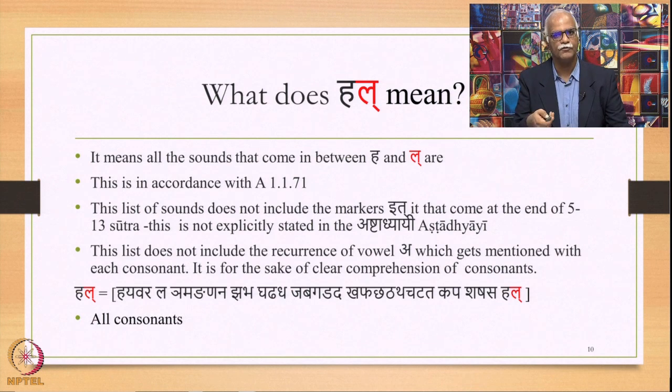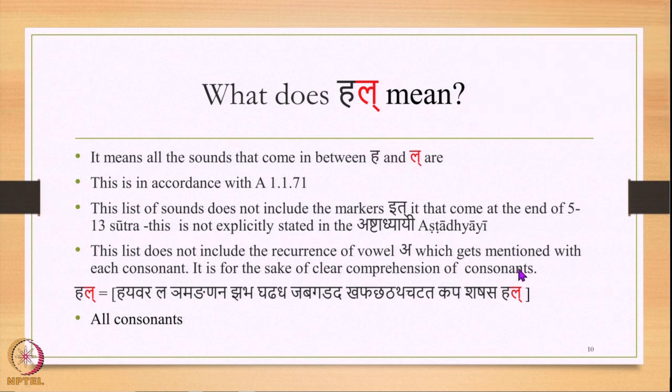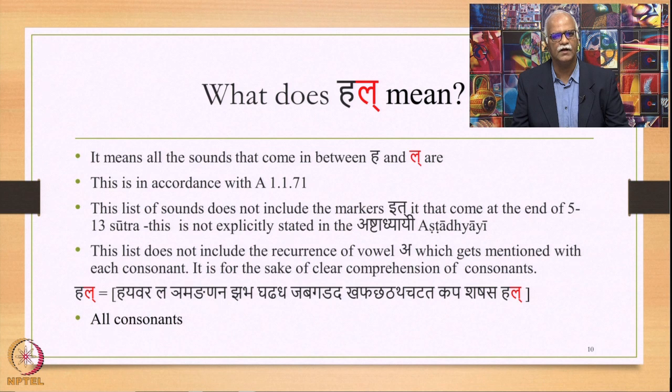Once again, we have put la in the red for obvious reasons, which shall be clear once again. So, what does hal mean? Hal means all the sounds that come in between h and l, starting from the 5th sutra up to the 14th sutra. All the sounds that come in between h and l. This is in accordance with 1.1.71, that these sounds are denoted by h and l.